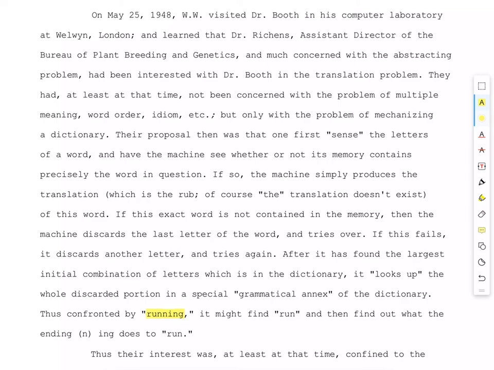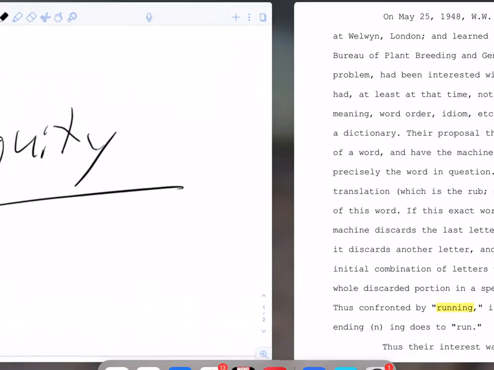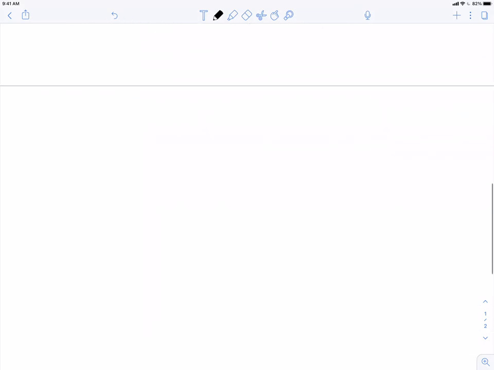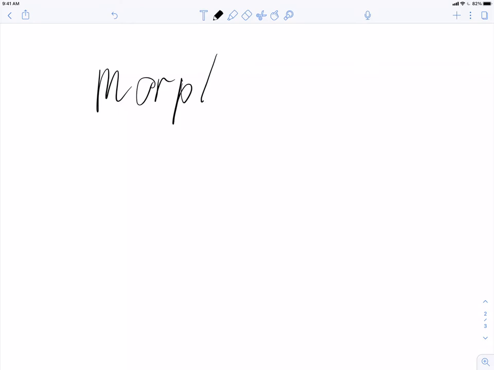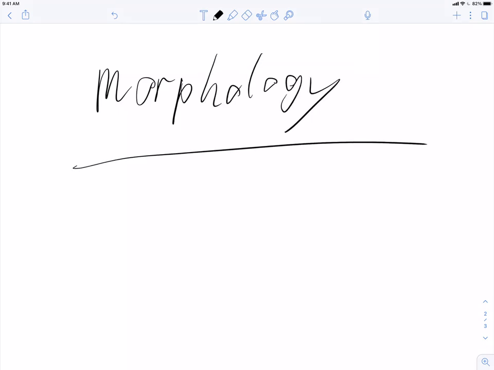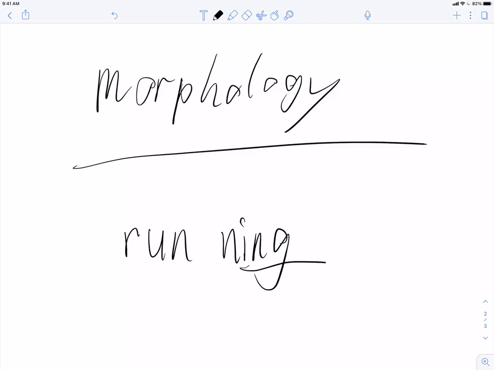So let's take an aside for a moment and ask, what is morphology? So morphology is the study of how the parts of words combine to form words. So in this example, we have the word run, and eventually the ing gets added, and English spelling dictates that we have this additional n.